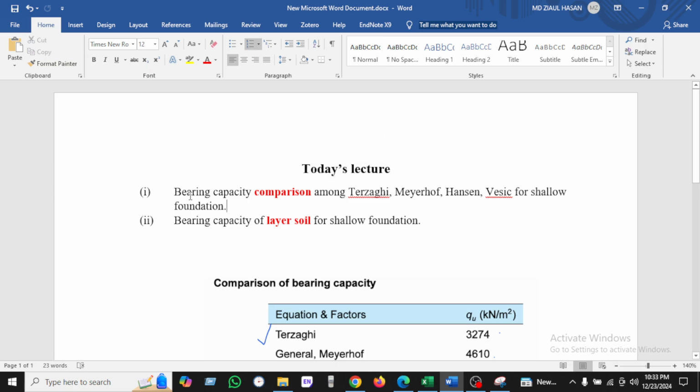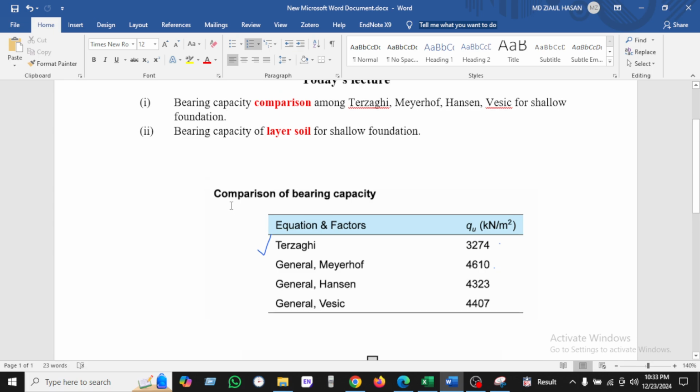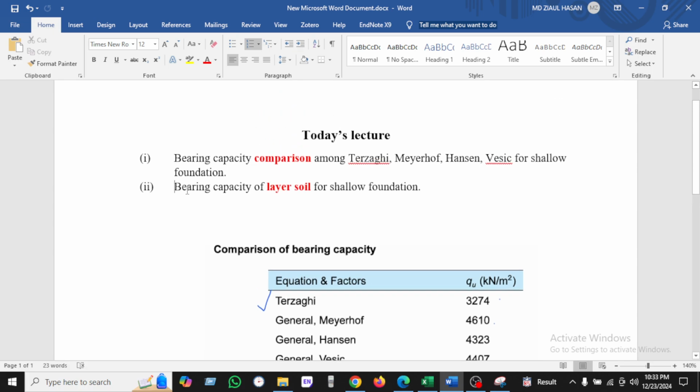First of all, I will try to deliver a lecture on bearing capacity comparison among Terzaghi, Meyerhof, Hansen, Vesic for shallow foundation, and then I will discuss the bearing capacity of layered soil.